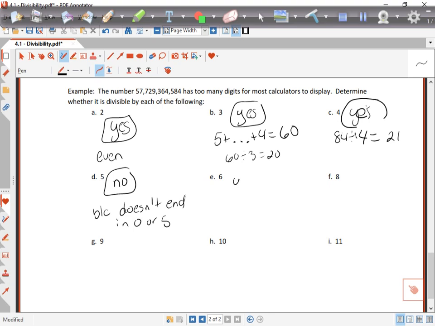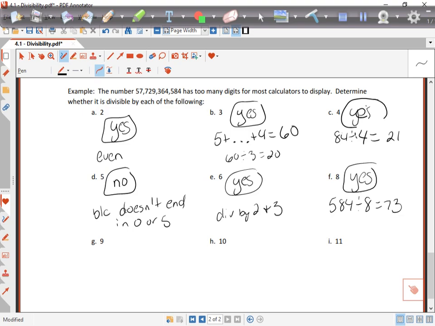Divisible by 6, we say yes. The reason is it's divisible by 2 and 3. Being divisible by 8, remember we look at the last 3 digits. So the last 3 digits are 584. That is divisible by 8. Then we say yes, this is divisible by 8.